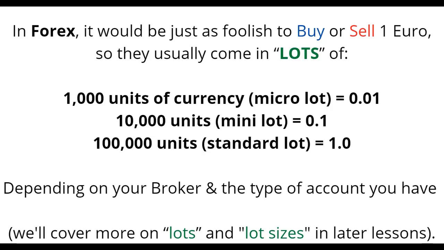So in Forex, it would be just as foolish to buy or sell €1. So they usually come in lots of 1,000 units of currency, which we call a micro lot, right? Or 10,000 units, which we call a mini lot, or 100,000 units, which is a standard lot. And all of this is dependent on your Forex broker and the type of account you have. But generally speaking, these are the units and their conversions, okay? And we'll cover more on lots and lot sizes in later lessons.